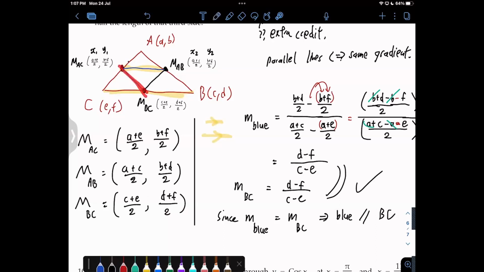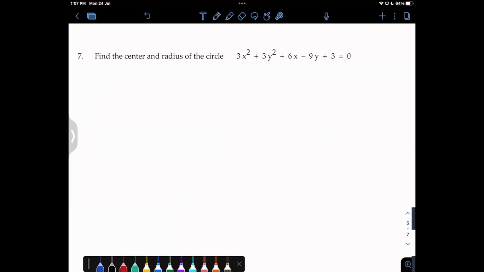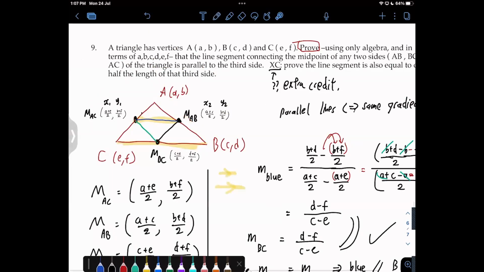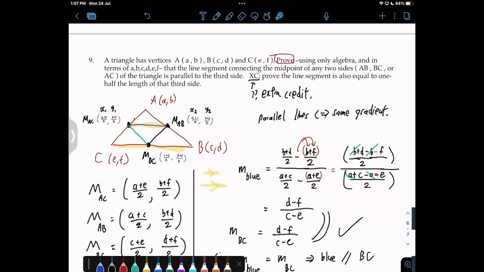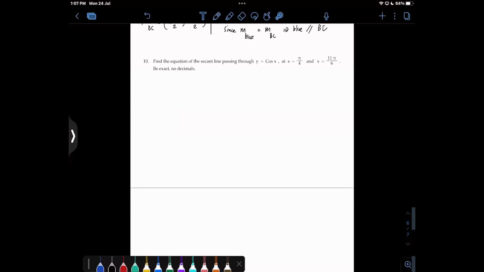Find the gradient, show that they're the same. Oh, very long-winded. I don't want to do. You do yourself. Black and red. Just to find the gradient, show that they are equal. Okay. Good. Okay, that's about it. I think the rest you should be able to do.